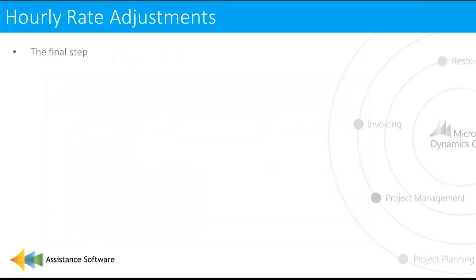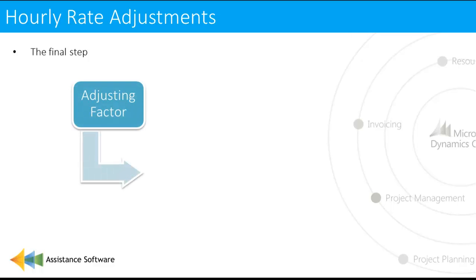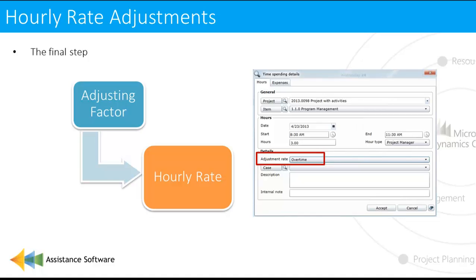There is one last item to cover when it comes to hourly rates, and it is the hourly rate adjustments. In Assistance PSA, you can create adjusting factors that can be applied to the hourly rates of your time entries. The process, done at the time entry level, is simple and will allow you to manage overtime, premiums, or any other types of markup.